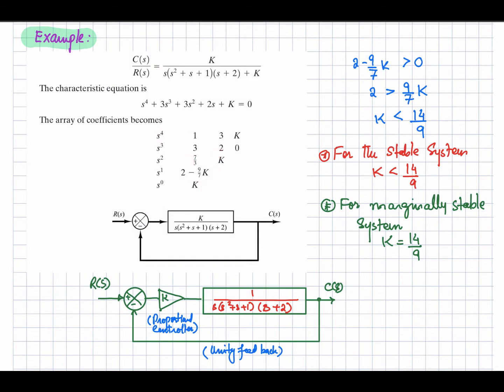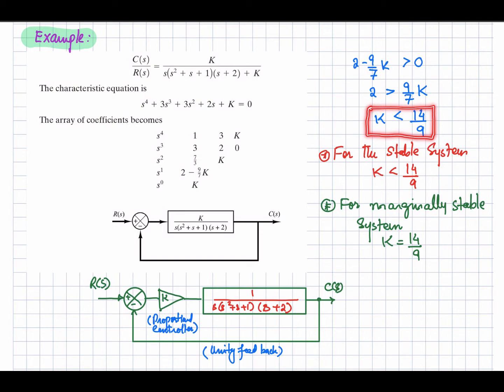Now for the Routh stability criteria, we know that there should be no sign change in the first column. All of these entries should be positive. Here you can see it's positive, no sign change. So what should be the range of k for which this entry will be positive? This part should be greater than 0. So we write 2 minus 9 by 7 k should be greater than 0. If we solve it, I will get that k should be less than 14 by 9.